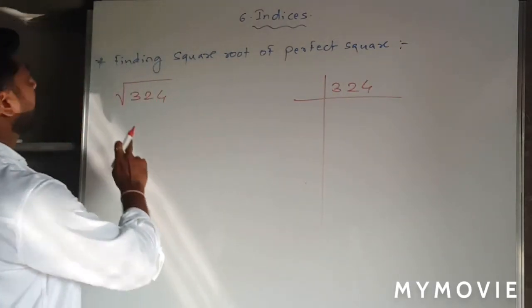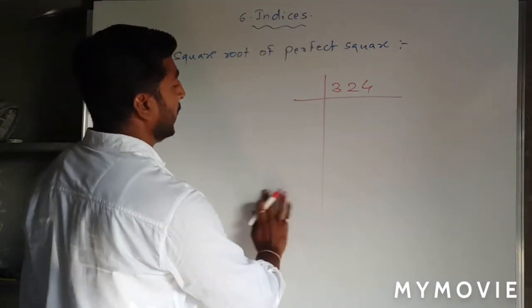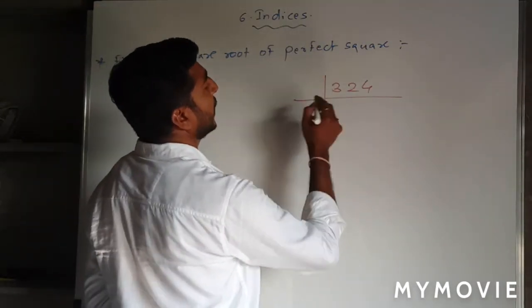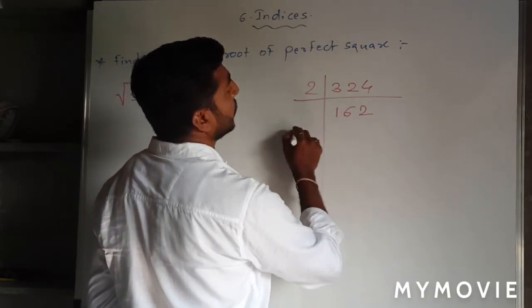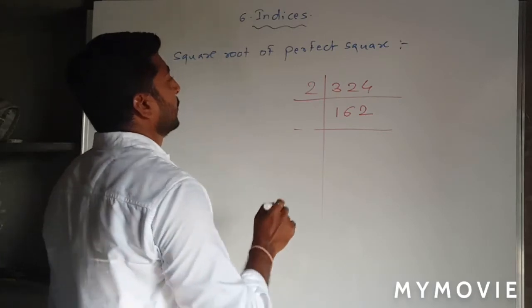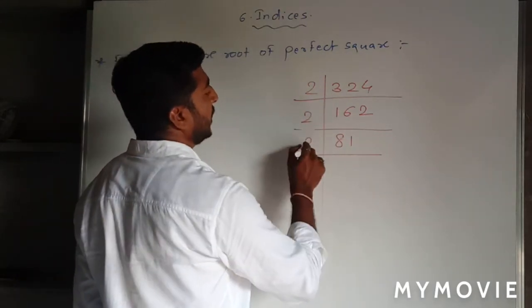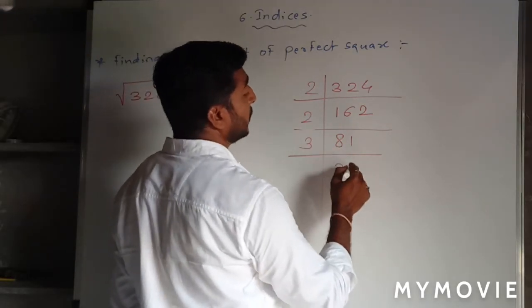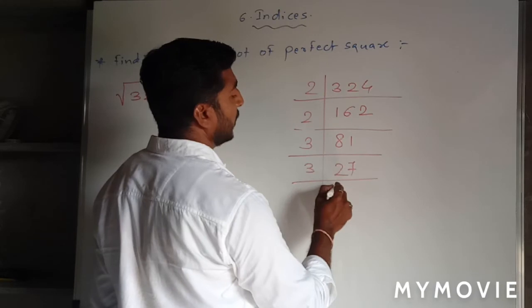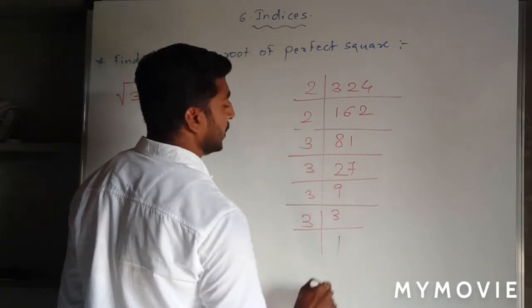Now we will find the prime factors of 324. Here we will find the square root of 324. And we use the prime factorization method to find it. Now we will start with 2. 2 twos are 4, 2 sixes are 12, and again 2 twos are 4. 2 eights are 16 and 2 ones are 2. Then 3. So 3 twos are 6 and 3 sevens are 21. So 3 nines are 27, 3 threes are 9, and 3 ones are 3.